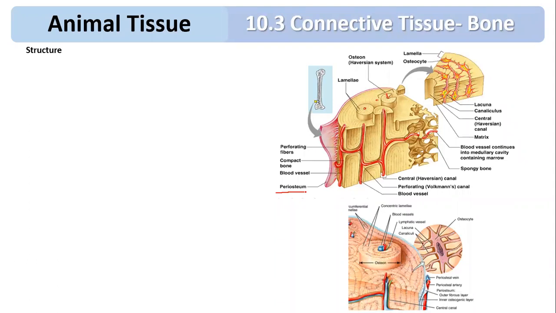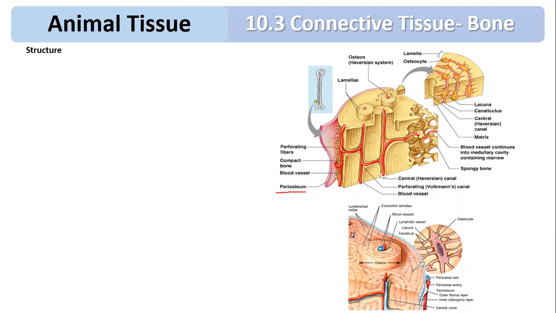The blood vessels, nerves, and lymph vessels pierce through the periosteum. You can see in the diagram that the blood vessel which enters inside the bone has to penetrate the periosteum, and then it enters inside. So through the periosteum, blood vessels and nerves enter into the bone. That is all about periosteum and endosteum.